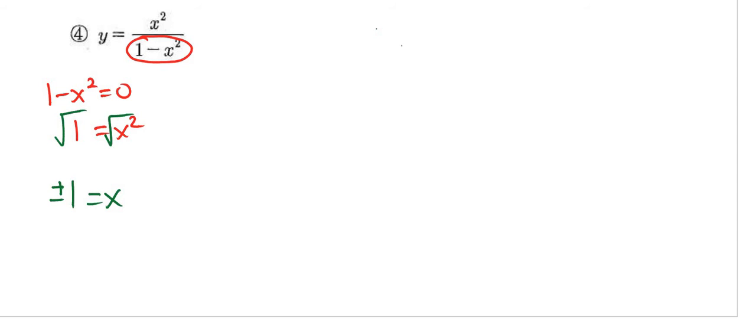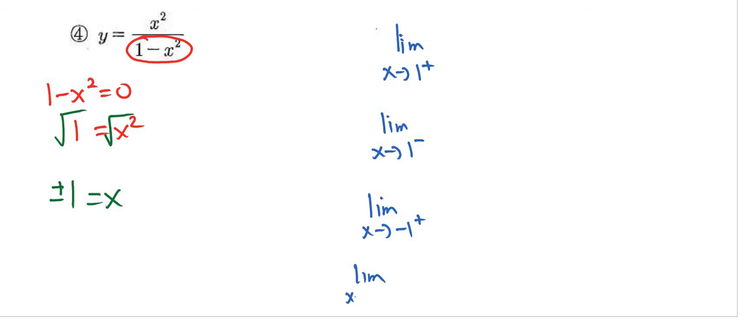Okay, let's go ahead and set up the limit statements here. So the limit as x approaches 1 from the right, the limit as x approaches 1 from the left, and then there's also a limit as x approaches negative 1 from the right, and finally another limit as x approaches negative 1 from the left. And let's go ahead and just write out the original problem for all 4 of these limit statements.